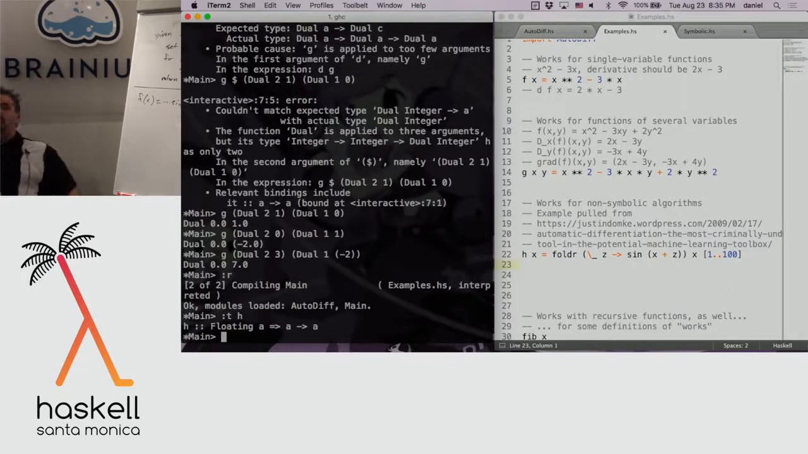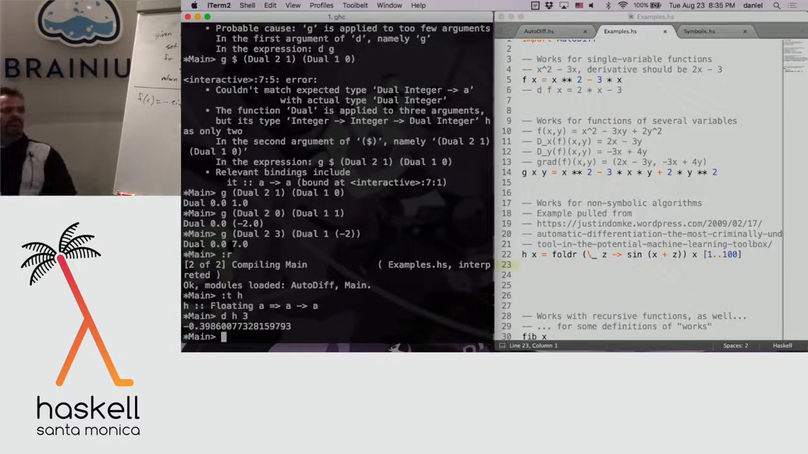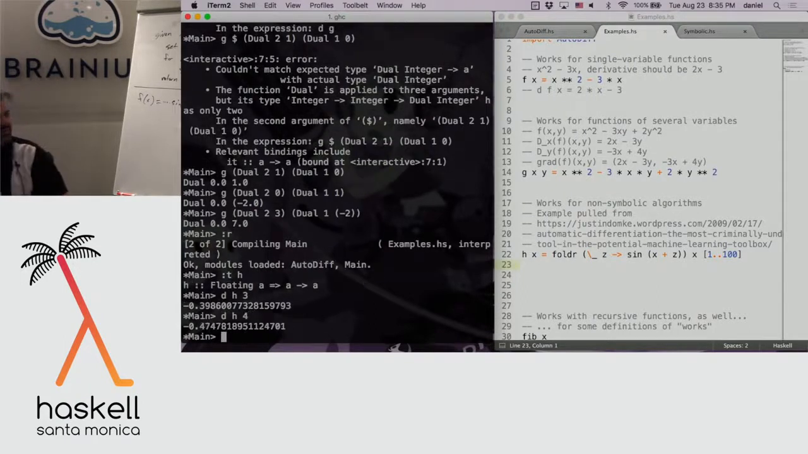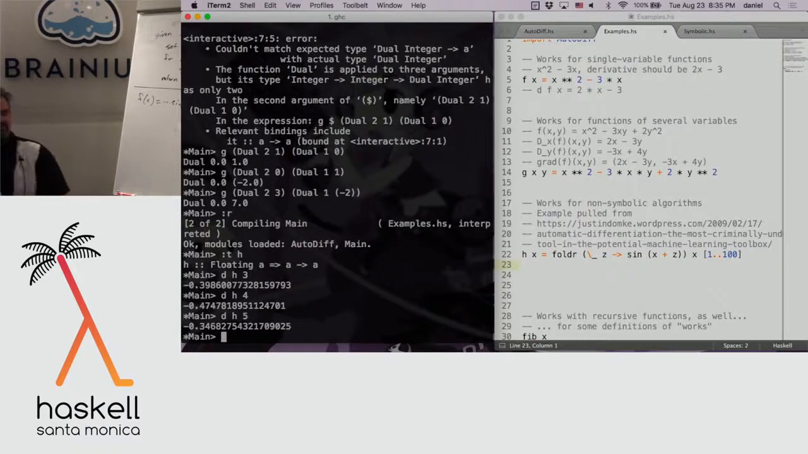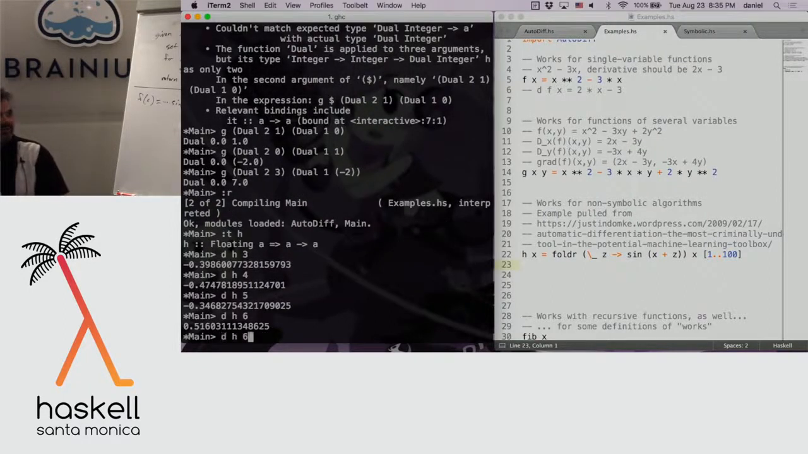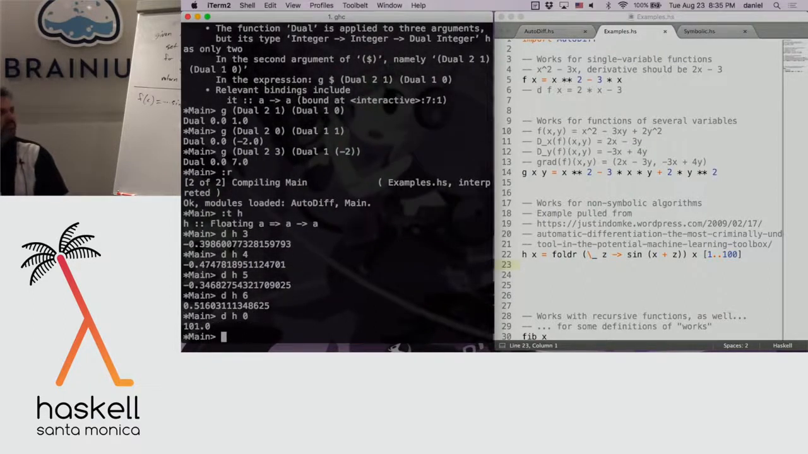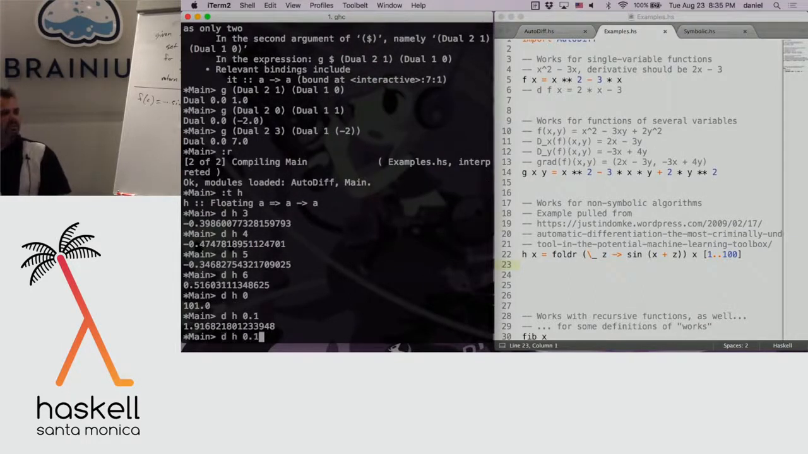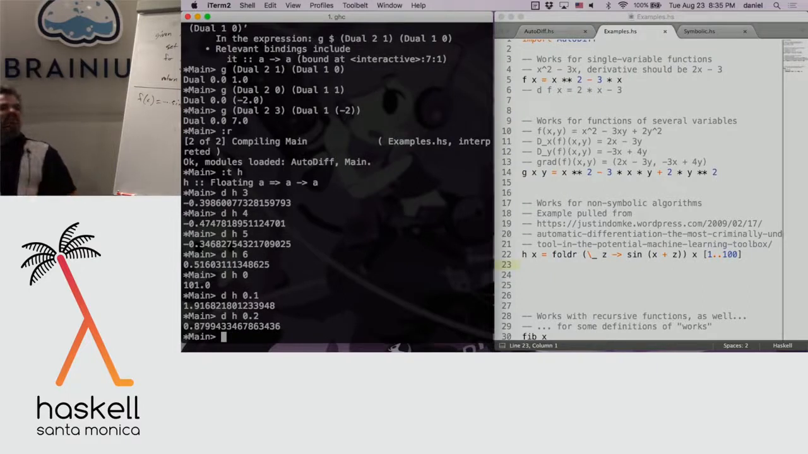h is an algorithm that works on floating numbers. At least I would call it an algorithm if this were a different programming language, but in Haskell it's still just a function, right? Let's do g of h at 3. And I have the derivative. Let's do d of h at 4, at 5, and let's go at 0. Let's go at 0.1.